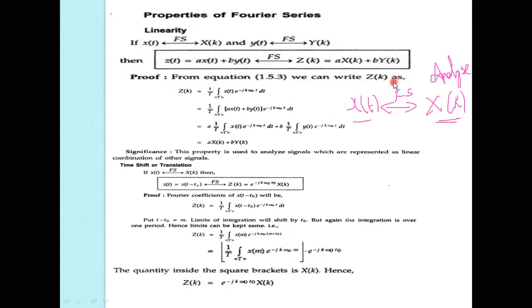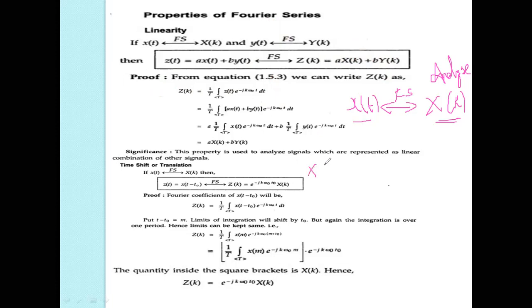So I have to prove that by taking z of t as the combination of the two signals with the constants a and b. Applying the Fourier series for z of t to get z of k, that is equal to x of k and y of k with the multiplication factors of the constants a and b. First I am taking x of k. What is x of k? It is the analysis equation.